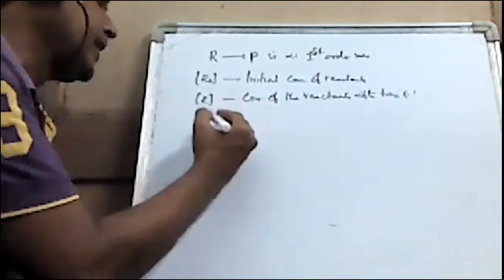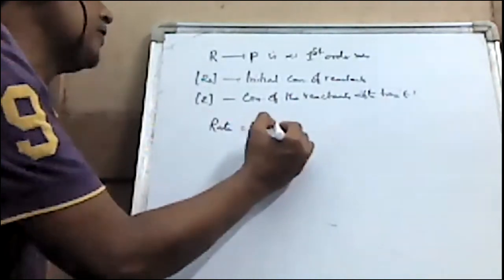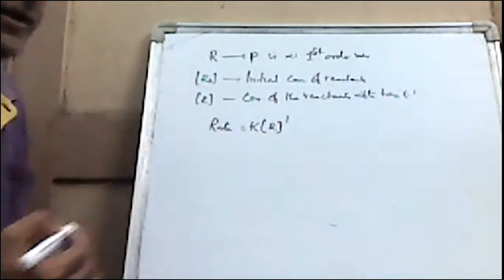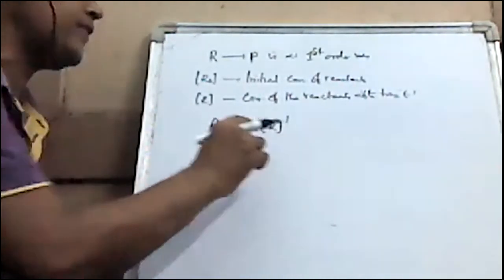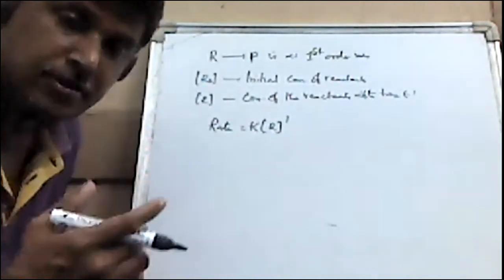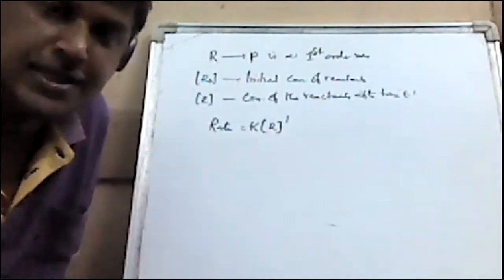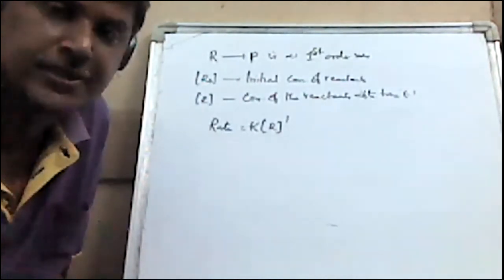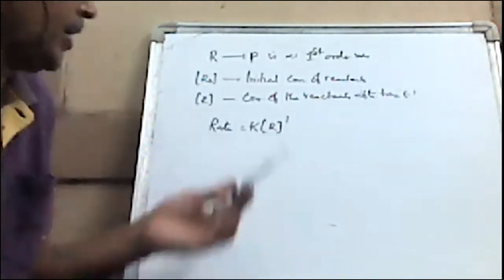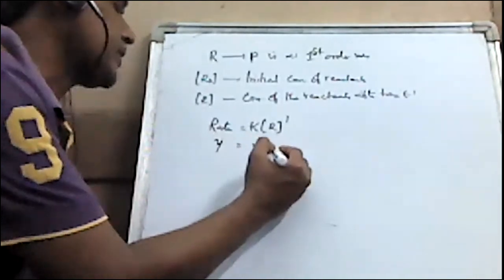And what is the rate expression for a first order reaction? Rate is equal to k into R. Here R is the concentration of the reactants after time t. See, what is the concentration of reactants left after 5 minutes? Suppose I have started a reaction at 10:20. Now what is the concentration of reactants after 10:30, after 10 minutes? That is the R. Now it is in the form of y is equal to mx.